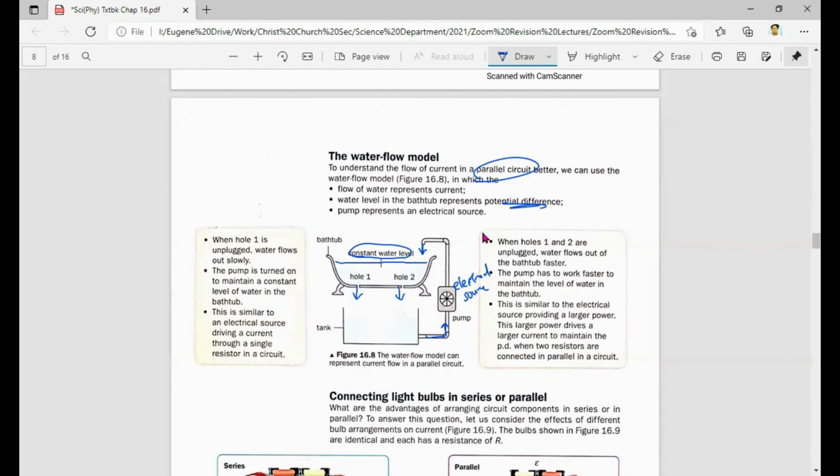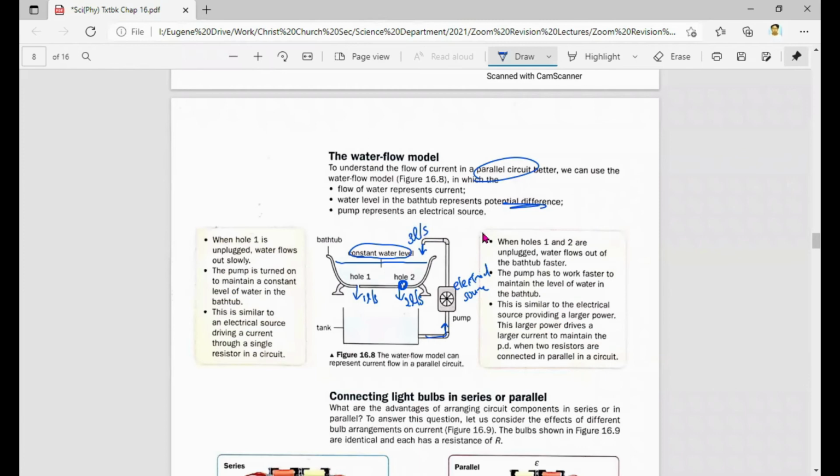Now when I unplug hole 1 and hole 2, the water flows out from the bathtub. So imagine down here 1 liter per second. Down here, imagine it's a bigger hole, 2 liter per second. Water will flow out faster. And can you see water is flowing out 3 liter per second? So in this case here, the pump used to work at 1 liter per second. Now the pump needs to work harder. It needs to pump out how much water? 3 liter per second to compensate for the water flowing out of these 2 holes.